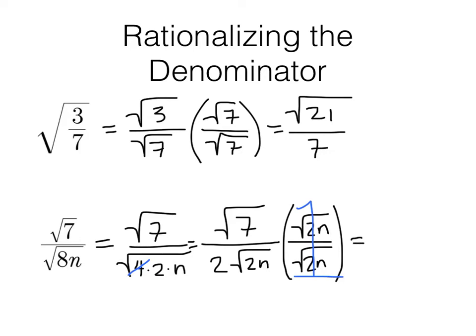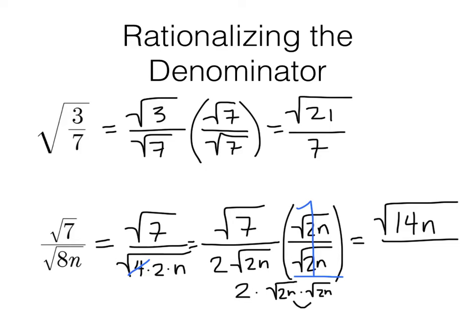So multiply the insides of the radicals there, and you get 14n for the numerator. And in the denominator, we have 2 times. Now the square root of 2n times the square root of 2n, here's a great shortcut. Anytime you multiply a radical by itself, you just get the radicand. So that's 2 times 2n, which is 4n.